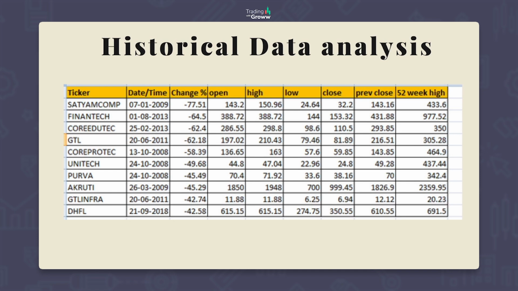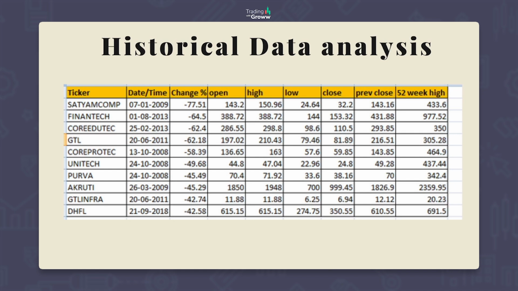Once I ran this analysis, I got a list of stocks. Companies like Satyam Computers, which crashed more than 70% in a single day, and companies like Financial Technologies, Core Education, GTL, Unitech, Puravankara, Kruti, a lot of stocks were there. All these stocks crashed more than 40% in a single day. And I got the respective years and dates also.